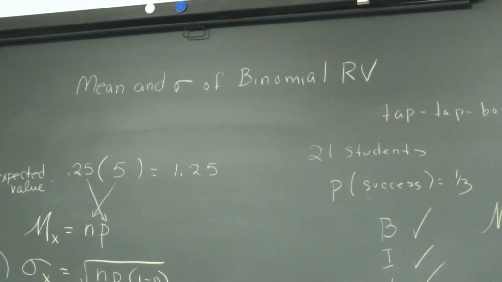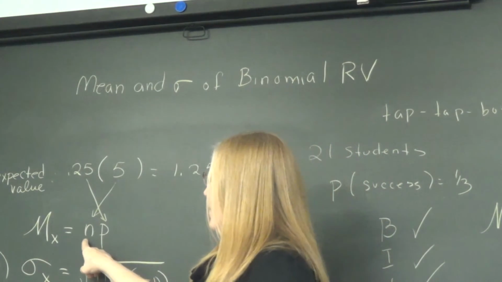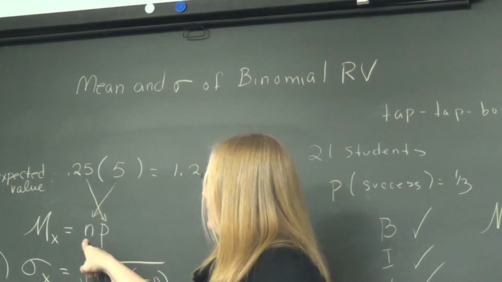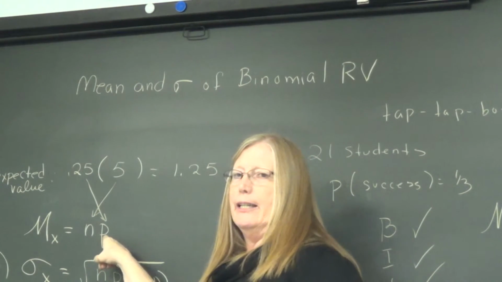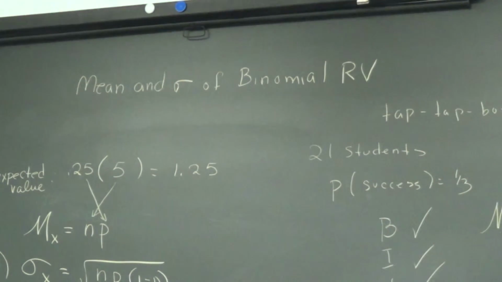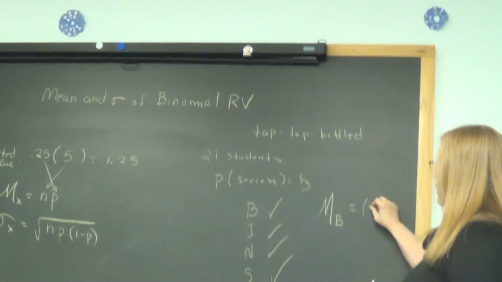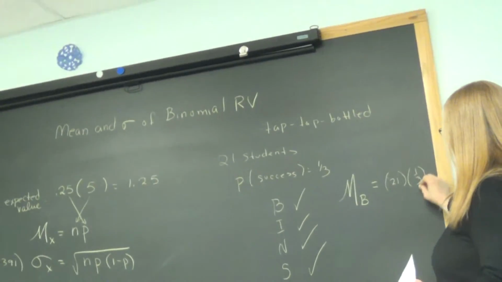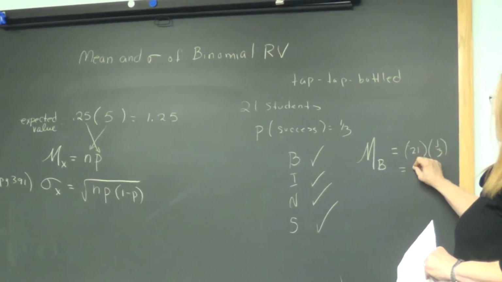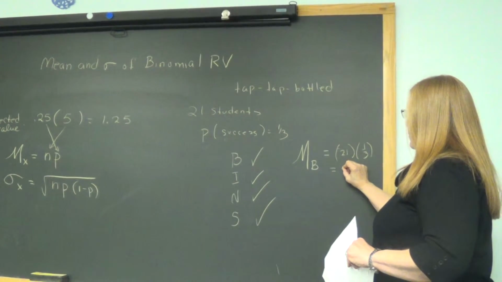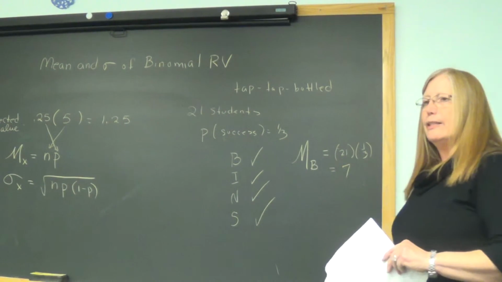What do the N and the P stand for? The N is the number of trials, for children or whatever we're having, the number of repetitions, and P is the probability of success. So, Julia, since you're thinking this through, what would the N be in this situation? 21. And what would be the P? 1/3. And what is 21 times 1/3? 7. Good. So that's the expected value.